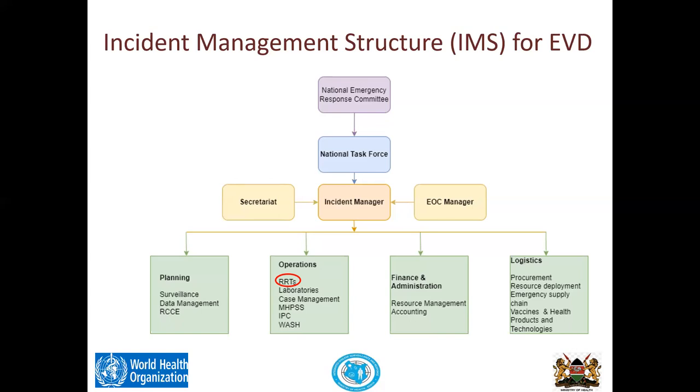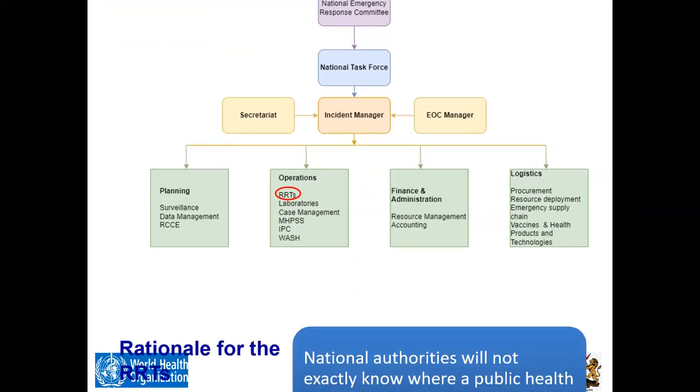We have a planning section under which we have the surveillance, data management, and risk communication and engagement teams. And then under operations, you have the key rapid response team that we're discussing about today. Of course, there are other teams within the operations section.